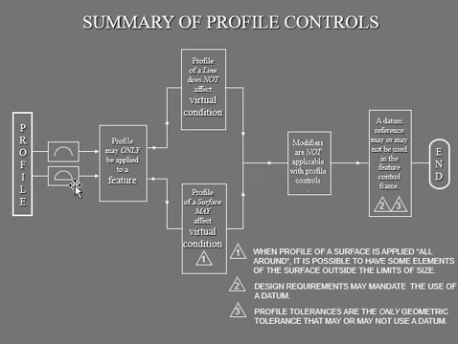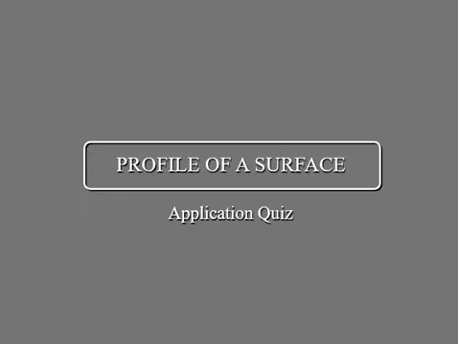We have two, line and the surface. Line goes that way. For surface, go this way. All right, so that's your profile control summary.